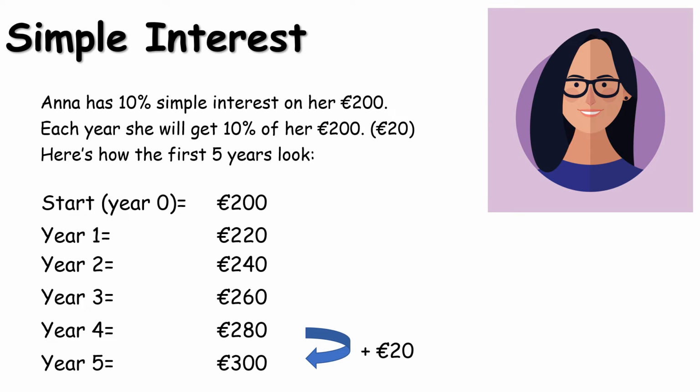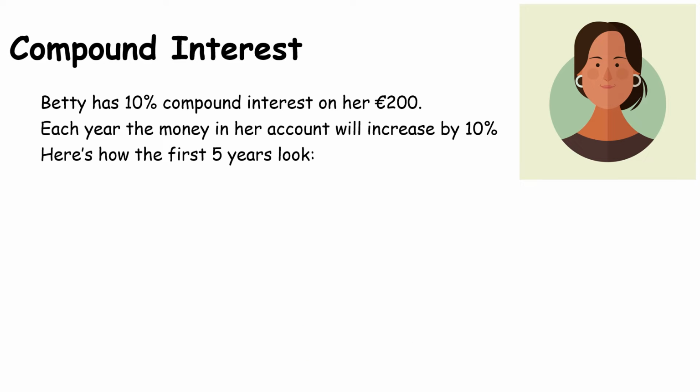But is that really fair? Because in year 1, she has 220 euro. So is it fair she only gets 20 euro? So let's explore compound interest with Betty. So Betty also has 200 euro and is also getting 10% interest. However, her interest is compound interest, which means that not only does she get 10% of her 200, her initial principal, she's also going to get some percentage of interest on her interest.